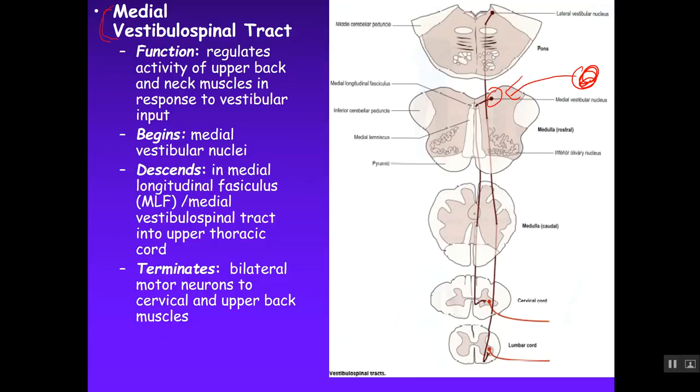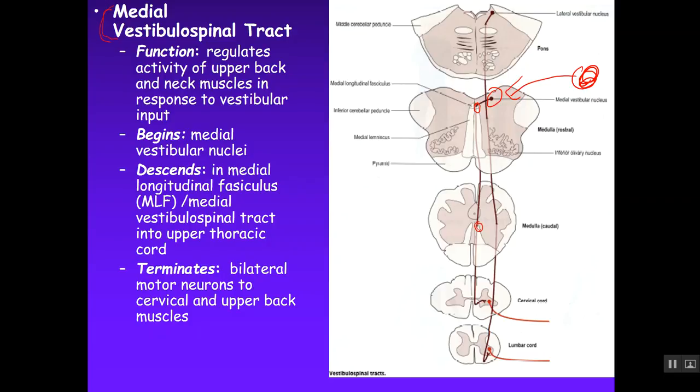It descends in the medial longitudinal fasciculus initially in the brainstem. So it descends in this little area here, right here, in the medial longitudinal fasciculus. And you notice it's right near the medial lemniscus, which is your sensory, your proprioceptive stuff coming up, kind of like right at the tip of the medial lemniscus. Once it gets into the spinal cord, then it is called the medial vestibulospinal tract. And it ends in the upper thoracic cord.